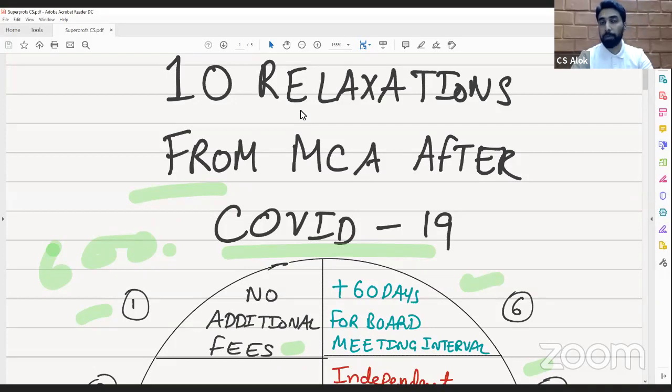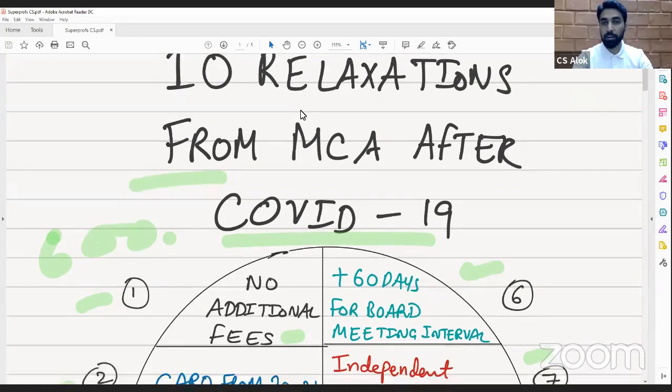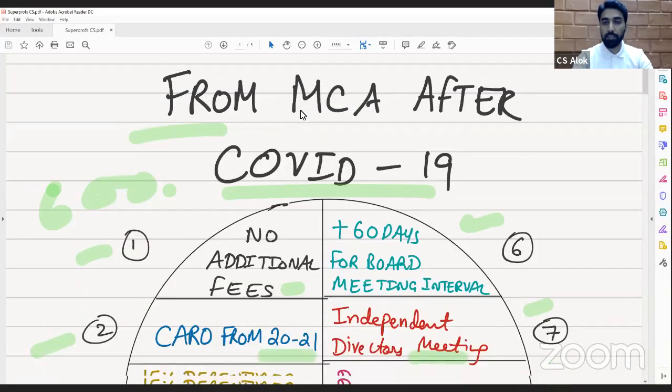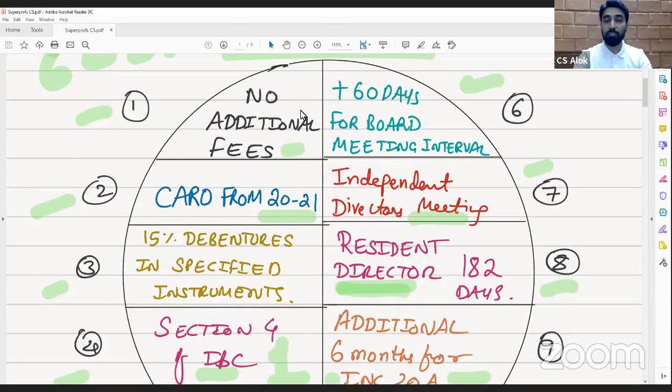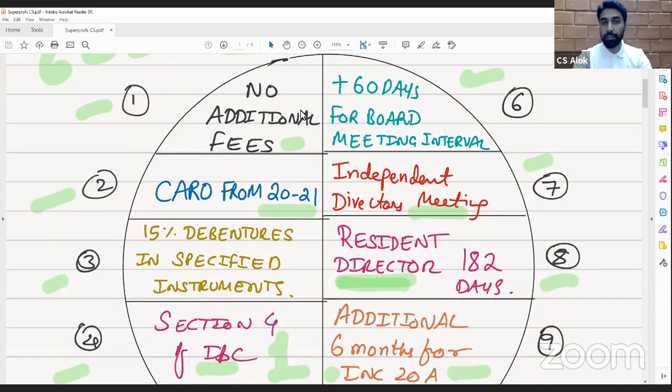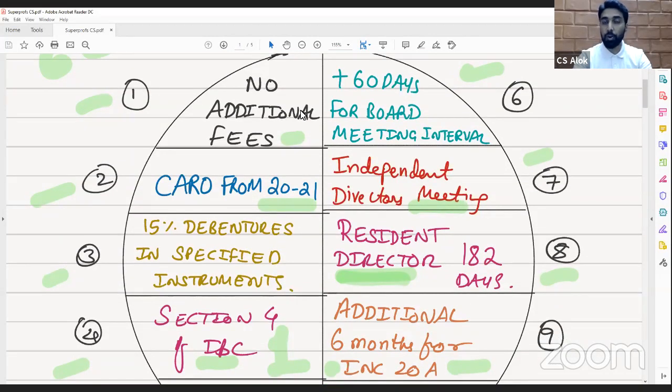This is not there in the public domain. I've just gathered it from different places and we are discussing this. So let us have a look at this. These are the 10 different amendments. First, we'll have a look at each one of them and then we'll go into detail. So the first thing is no additional fees.